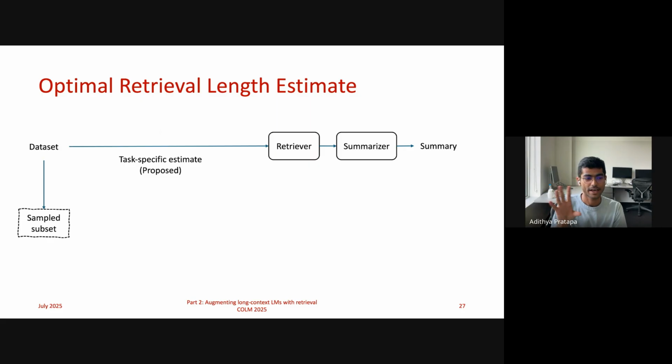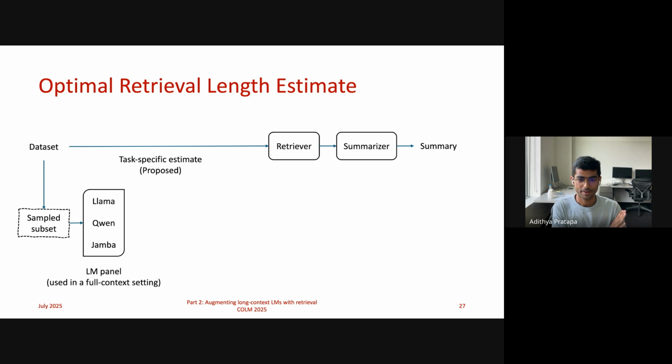Let's say we have 100 examples in the dataset. We sample 25 examples, and each example has a collection of documents as input and a reference summary. We leave out the reference summary. We don't look at the gold label, but instead we pass this sampled subset through a panel of language models. In our panel, we include Llama, Jamba, and Qwen, and we create a set of silver reference summaries. These are approximations to what the gold summary looks like.